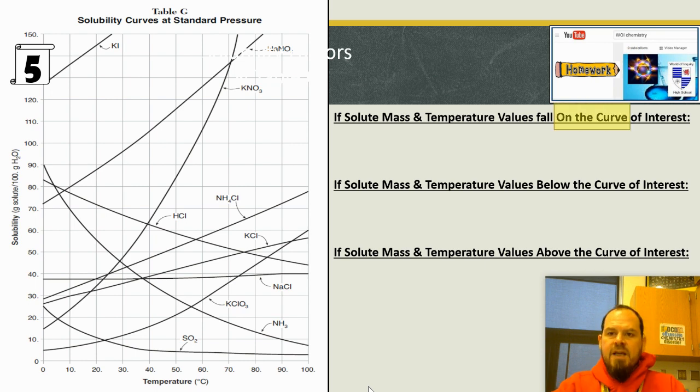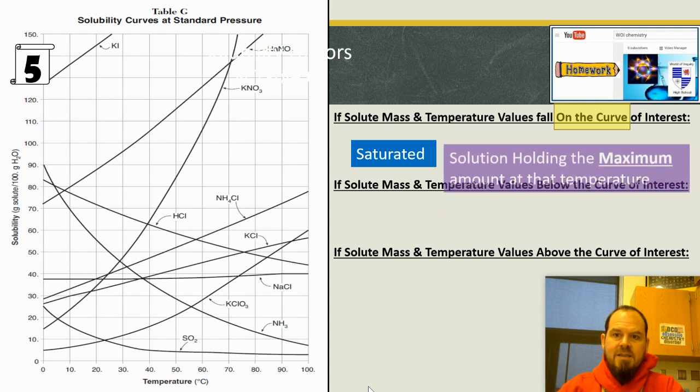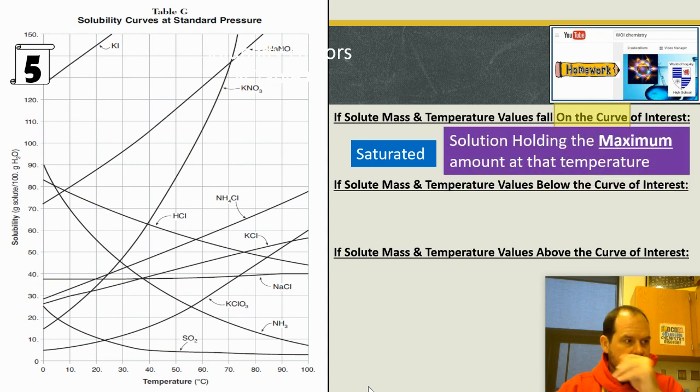So first game is using our vocab words from before: saturated, supersaturated, unsaturated. So that's the first game we could play on something like this. If the mass and temperature values fall on the curve, then it's going to be saturated. Let me show you what I mean. As an example, more definition first, right? Solution holding the maximum amount at that temperature. That's what saturated means. Now we'll get into the example.